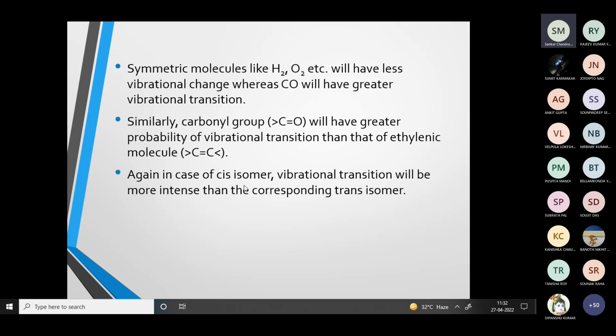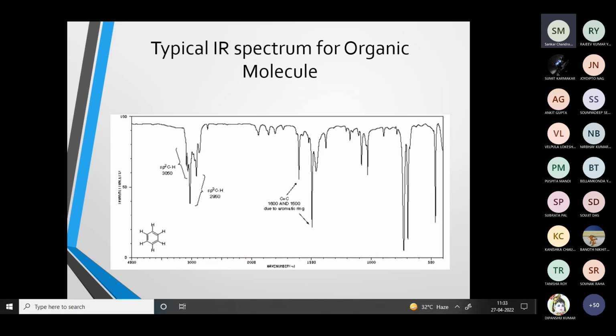Again, in the case of the cis isomer, the vibrational transition will be more, because they try to avoid the steric repulsion. When they avoid it, the molecule gets distorted from its planarity, and the double bond is partially distorted from its double bond character, that is, single bond plus a certain percentage of pi bond. So that actually changes. Due to these structural features, the IR spectrum varies.